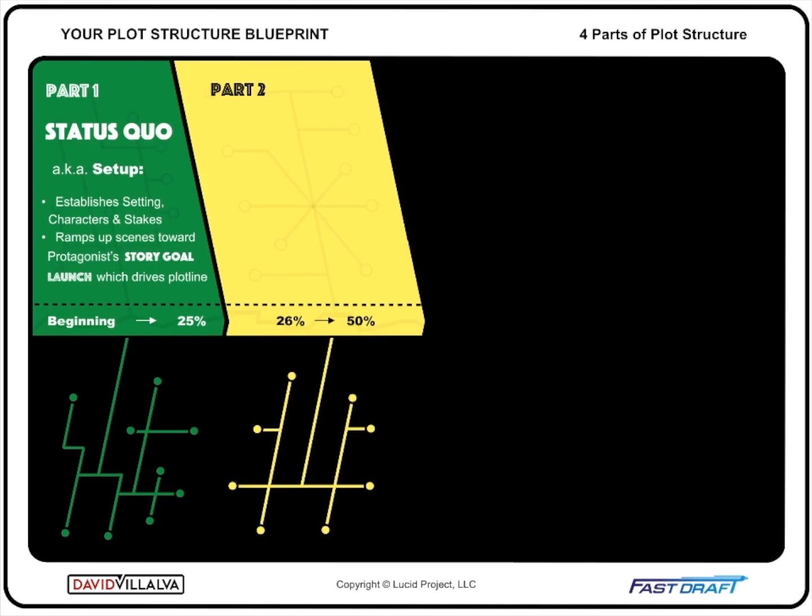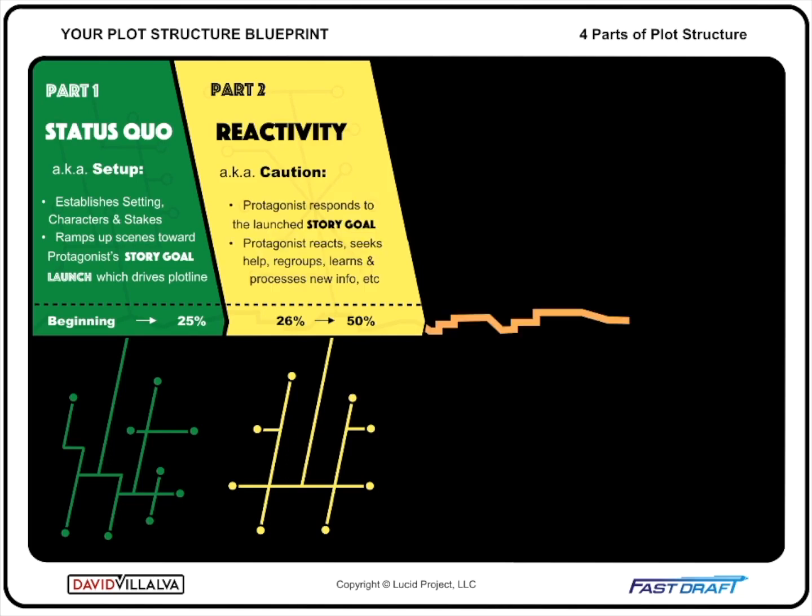Part 2 is going to occur from about the 26% marker to the 50% marker, and it is called reactivity. It's basically caution. Your protagonist is going to be reacting to the story goal that you launched. They're going to be seeking information, looking for help, regrouping, learning, processing a lot of new information inside the story world that your protagonist is going even deeper into. You show them a lot of new things, and at the same time, when you're showing those new things to your protagonist, you're actually showing it to your reader as well.